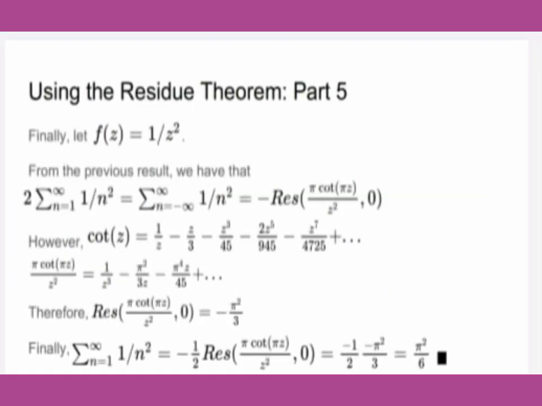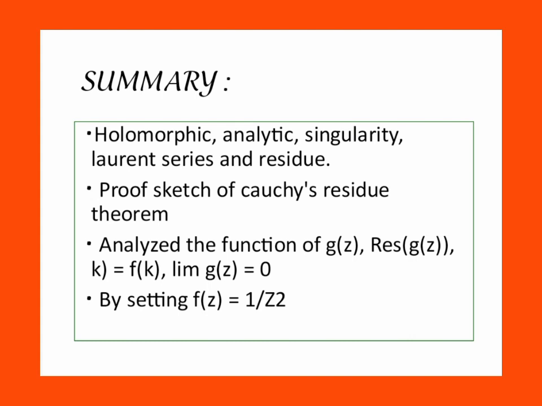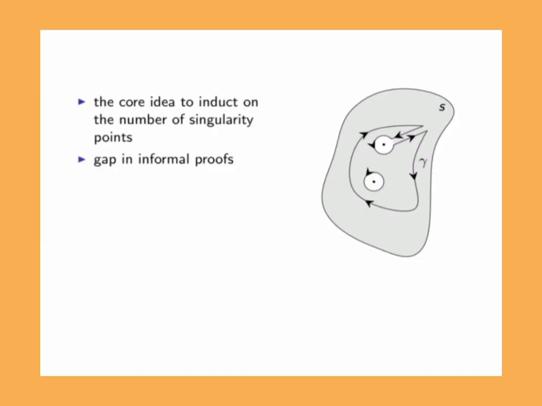Here it shows finally the summation from n equals 1 to infinity of 1 over n squared, which is minus 1 by 2 times the residue. It shows minus 1 by 2 times minus pi squared over 3. Here we have a summary of a holomorphic function, analytic and singularity, proved at a residue. It is a proof sketch of Cauchy's residue theorem by setting f of z equal to 1 over z squared. The core idea is to induct on the number of singularity points, which forms a gap in informal proofs.